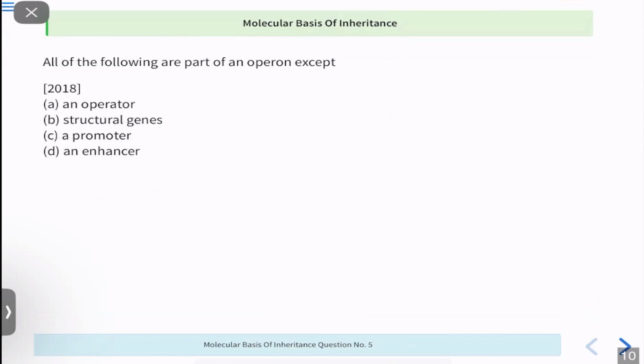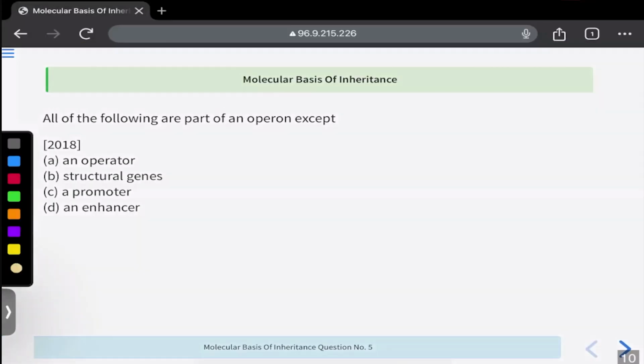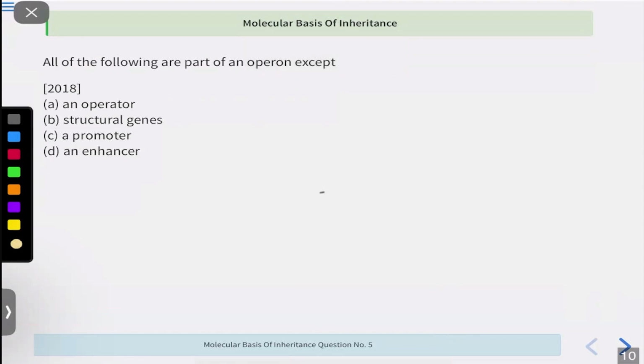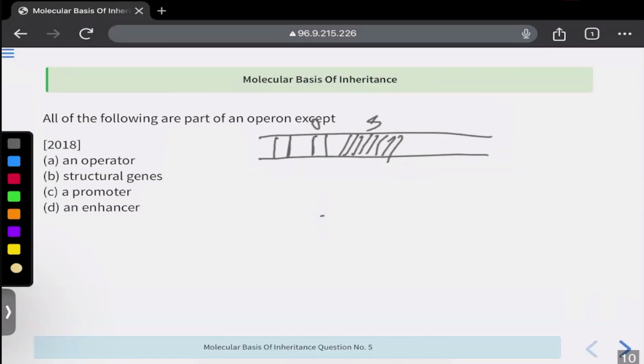All of the following are part of one operon except. An operator, structural genes, a promoter, and enhancer. So if you form the structure of an operon, what will you have? You will have an operator. You will have the structural gene. You will have the promoter from where it is going to start.